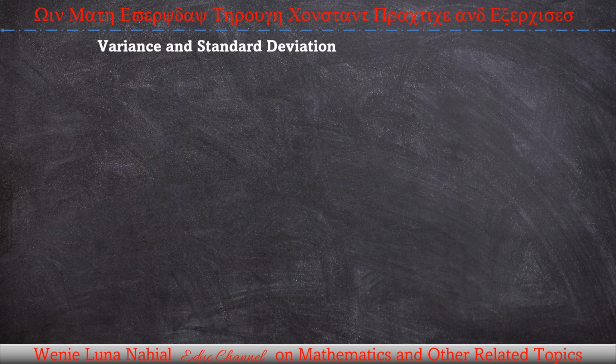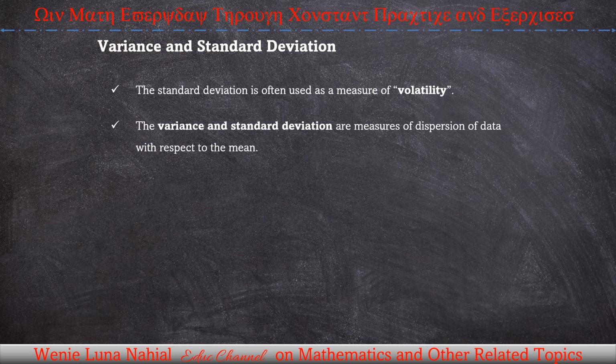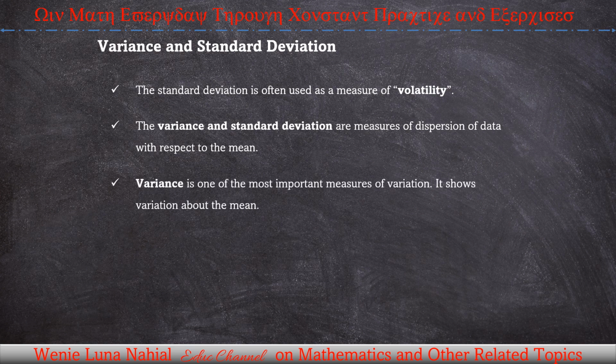Now, let's come to variance and standard deviation. The standard deviation is often used as a measure of volatility. The variance and standard deviation are measures of dispersion of data with respect to the mean. Variance is one of the most important measures of variation. It shows variation about the mean.